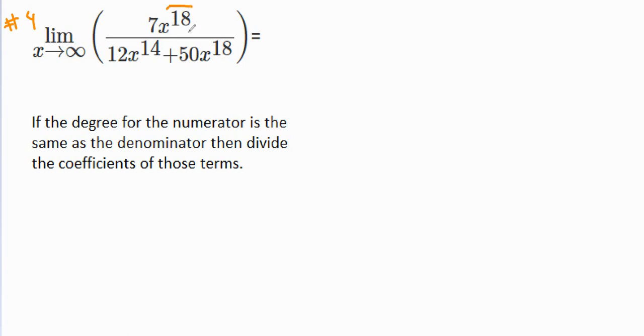So the degree of the numerator is 18, and the degree of the denominator is 18, so that's the highest. Since they're the same, we're just going to divide the coefficients of those terms. That would just be 7 over 50, and that would be our answer.